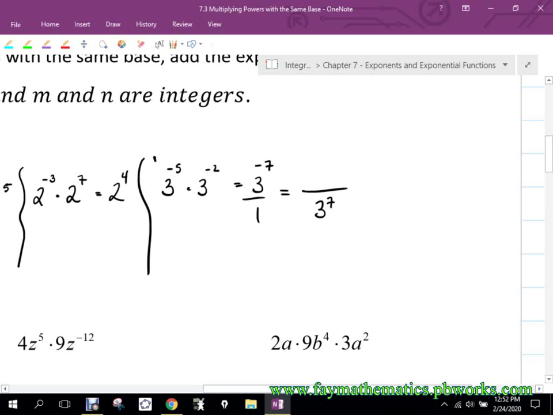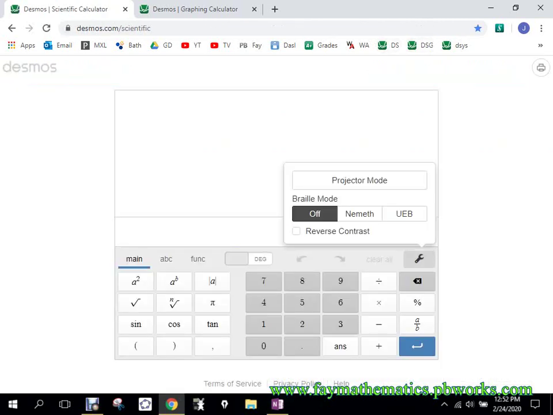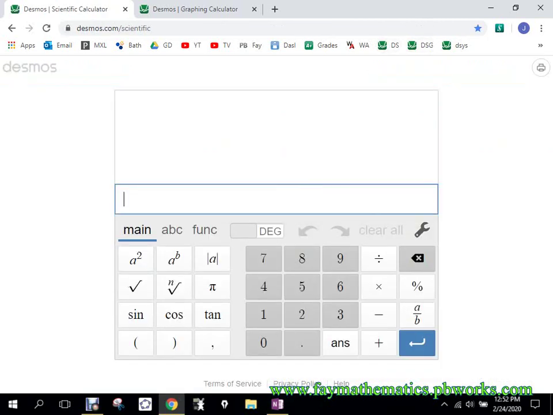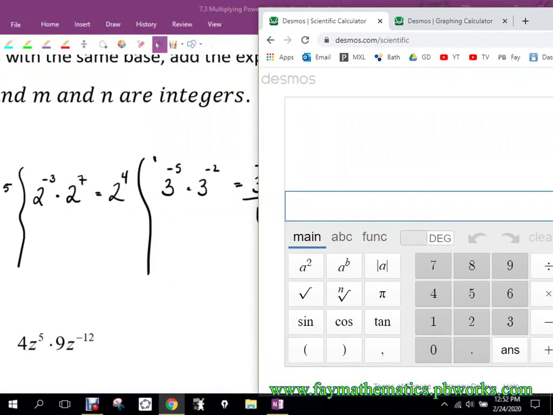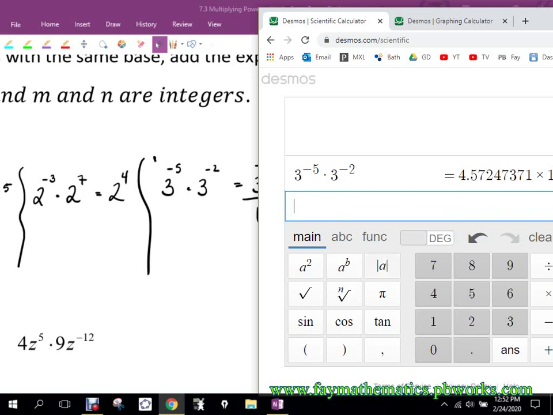The bottom. And then it is left with a 1 there, right? Okay. So if I'm ever stuck or confused or worried that I've done something right or wrong, we should be able to go to Desmos, type in 3 to the negative 5 times 3 to the negative 2. Gives me that number right there.